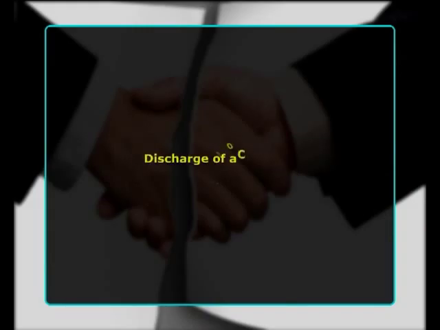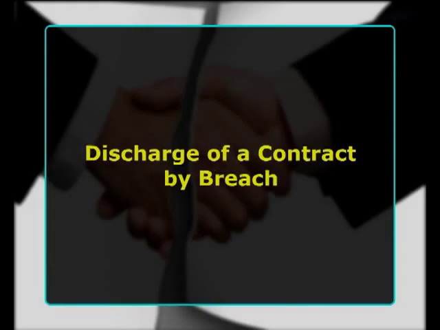Now we shall understand discharge of a contract by breach. A contract is said to be discharged by breach of contract if any party to the contract refuses or fails to perform his part of the contract, or by his act makes it impossible to perform his obligation under the contract. We shall elaborately deal with the discharge of a contract by breach later in the course of this lecture.